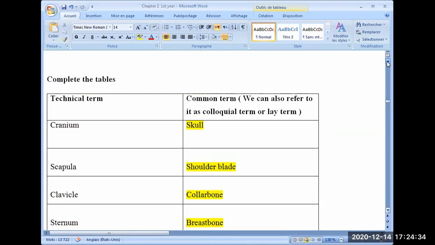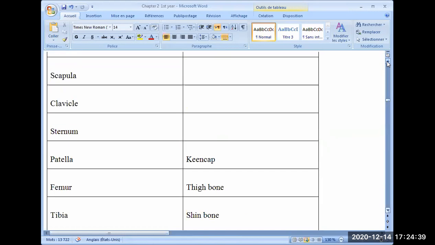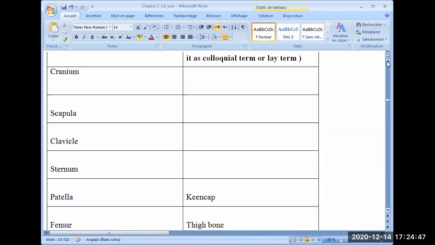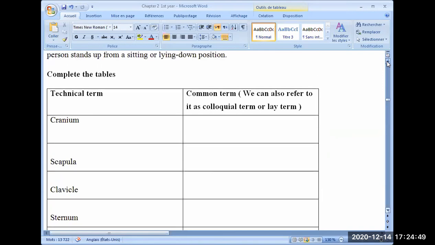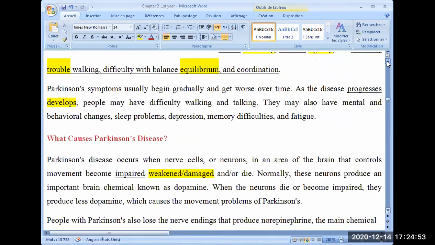Can we say spinal cord? Like a spinal column? No, spinal cord is part, of course, of the central nervous system. Spinal column is the vertebral column.